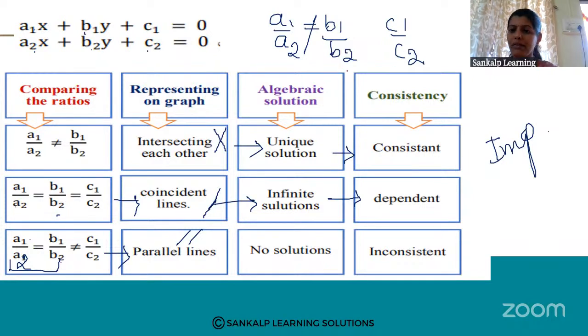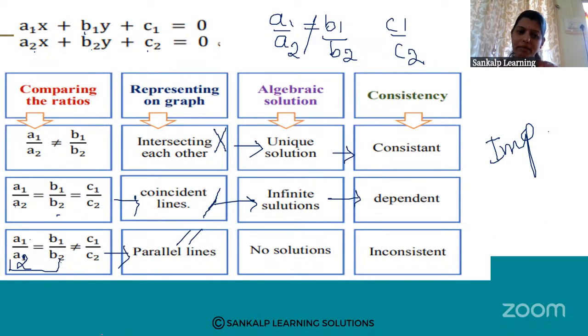When a1 divided by a2 is not equal to b1 divided by b2, on that condition the lines will be intersecting, it has a unique solution and the pair is consistent, okay? If the ratios are equal, a1 divided by a2 is equal to b1 divided by b2 is equal to c1 divided by c2, then it has coincident lines and infinitely many solutions, right? And the pair is dependent.